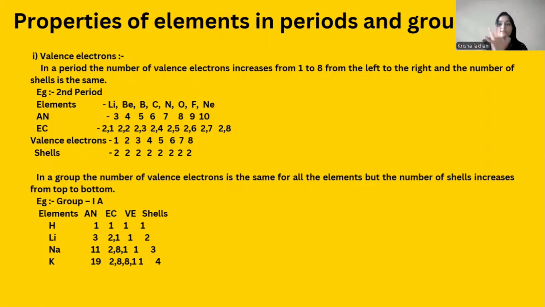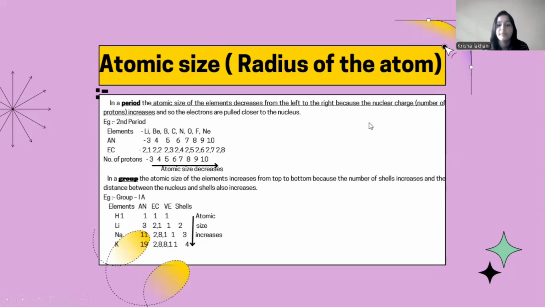Understood? I hope this valency and valence electron is clear. This you have to remember till the end of your 10th standard. So make sure you learn it by heart. I'm telling you, please learn it by heart. Okay. Next, atomic radius. What do you mean by atomic radius?